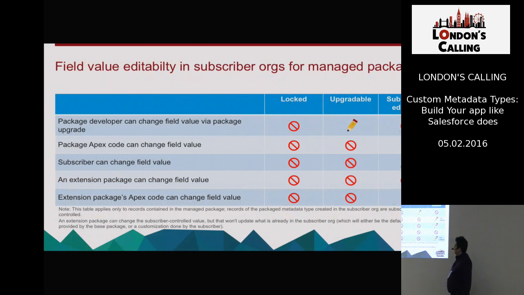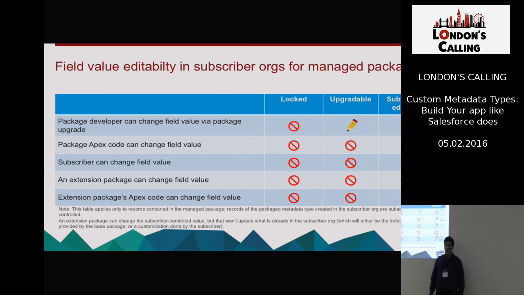Okay. So field value editability. You may not be familiar with these terms, but certainly if you've worked with managed packages before, you've seen the concepts before. When you create a custom field on a custom metadata type, you can specify the field is locked, upgradable, or subscriber editable. If a record doesn't get released in a managed package, none of this means anything. But for records of that type released in a managed package, what locked means is once the record is released, so that's uploaded in a managed package that is not beta, the value of that field on that record can't be changed.